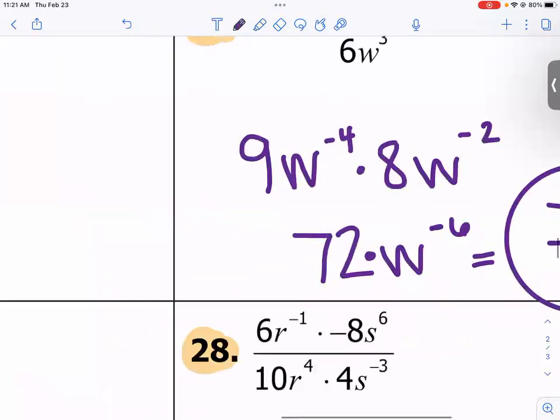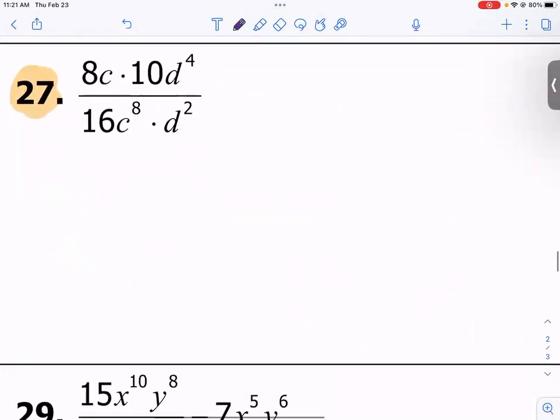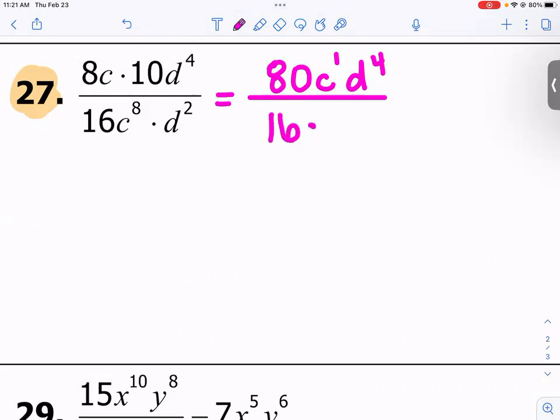Right, I think when we got to 27, we were getting a little panicky. Okay. What operation is going to be the best to do first? Let's multiply in our numerator and denominator. So this is what I was noticing. We're fine with 8 times 10 being 80. But then do you see that this is a C and that this is a D? We can't squish those together. So this stays as C to the first and D to the fourth. Down here we have 16, C to the 8th, D to the 2nd.